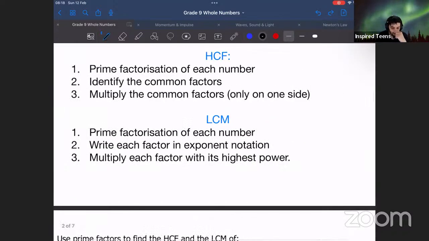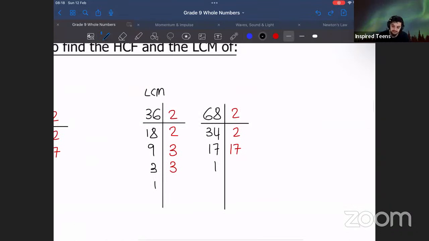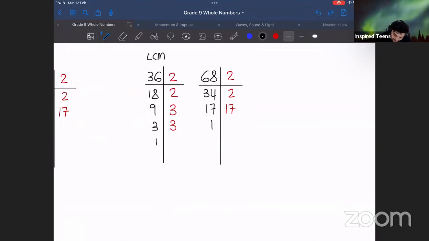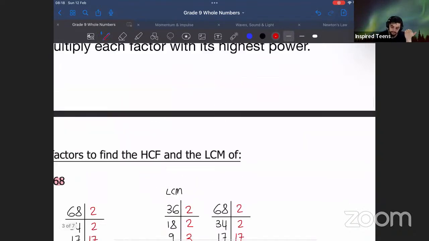What are the steps for LCM? Okay, so the LCM, the lowest common multiple, says that your first step is to write out the prime factorization of each number, write each factor in exponent notation. Okay, we went through that earlier, and multiply each factor with its highest power. Okay, so let's do that so that it makes more sense. So the rule says we need to write it out in exponent notation. So I'm going to say 2 squared times 3 squared. Then I'm going to say 2 squared times 17. Okay, so that's in exponent notation.